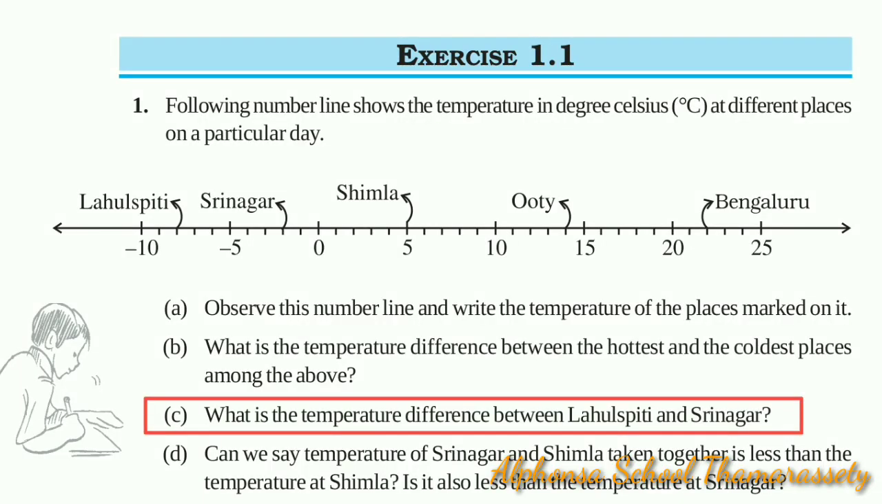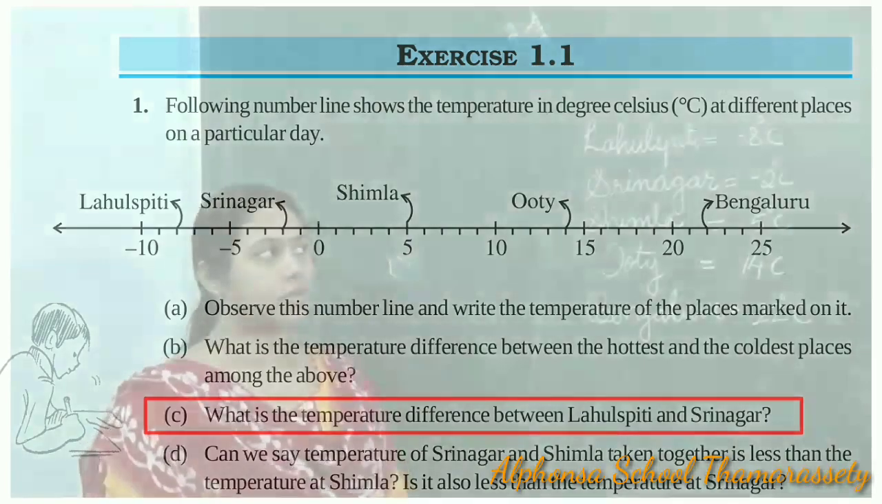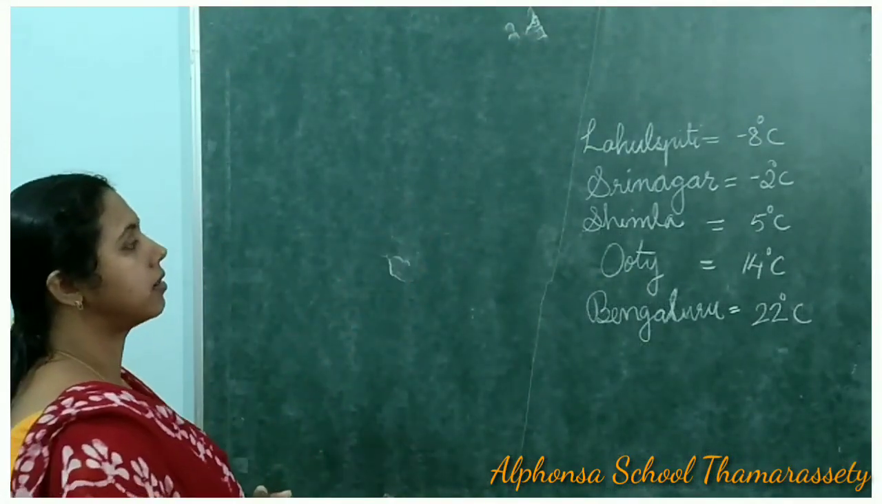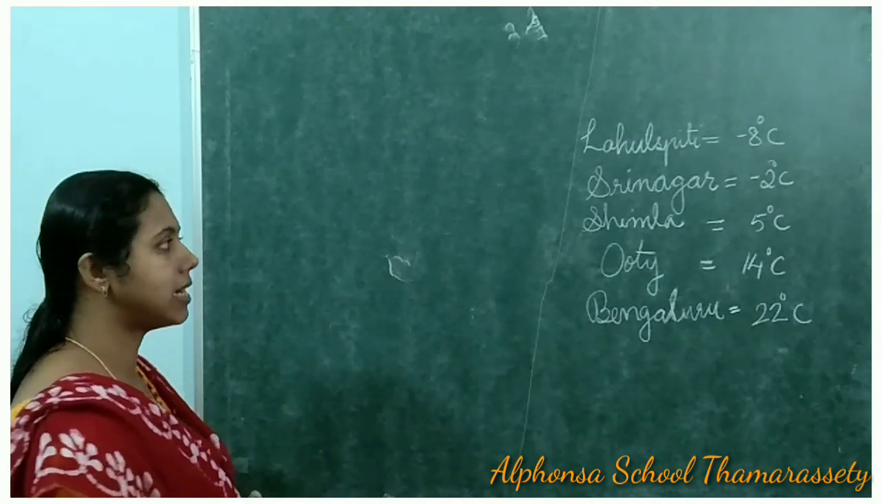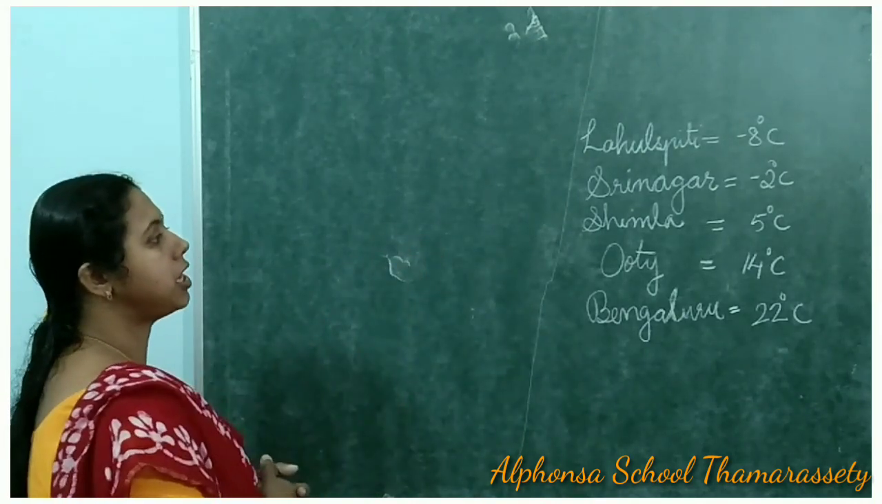Your third question is, what is the temperature difference between Lahul Spiti and Srinagar? We know that in Lahul Spiti it is minus 8 degrees and in Srinagar it is minus 2 degrees Celsius. The difference between these two.